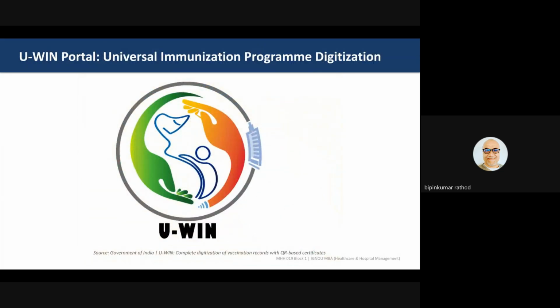U-WIN, once again, is the digitization of the Universal Immunization Program. Through the U-WIN portal, we are able to track each vaccine from manufacturing to the administration of that vaccine. The end-to-end life cycle of any vaccine is digitally tracked in this U-WIN platform.